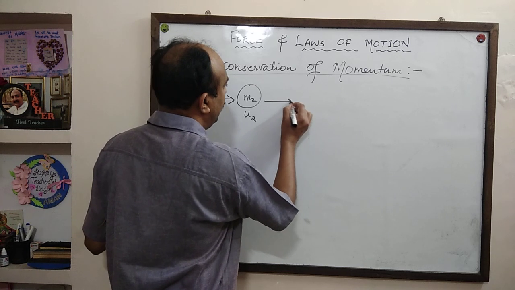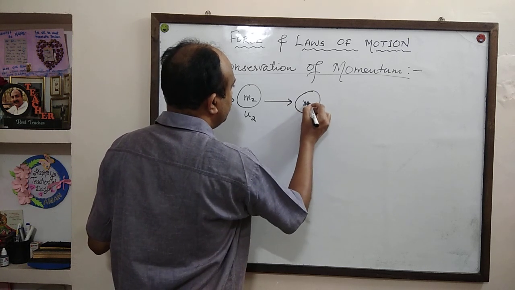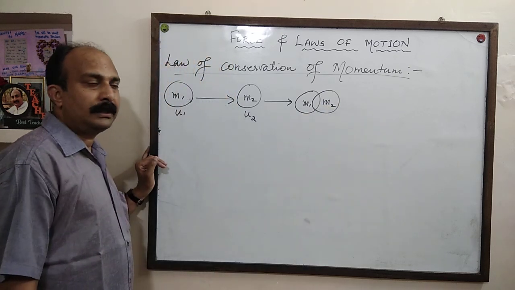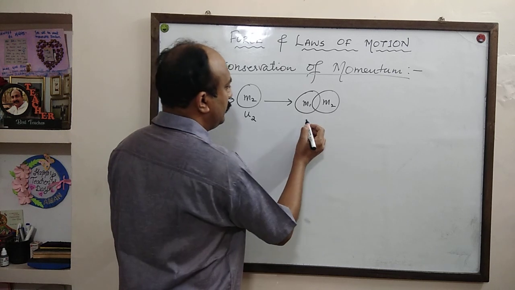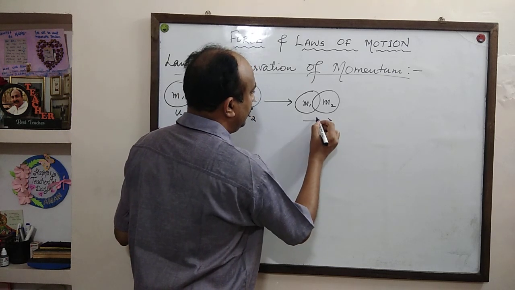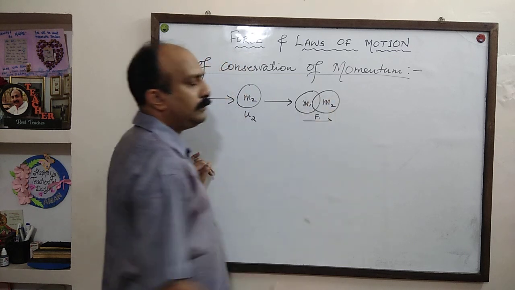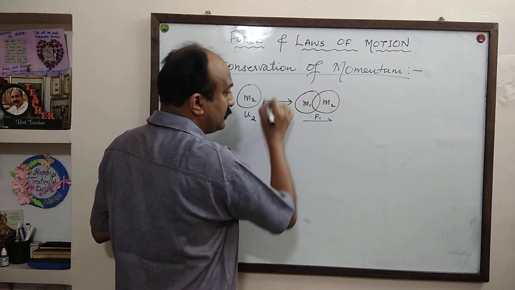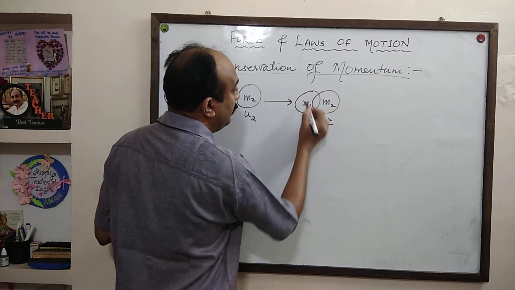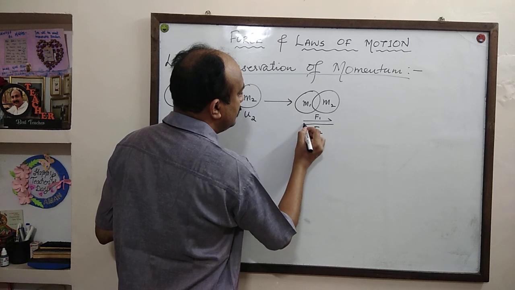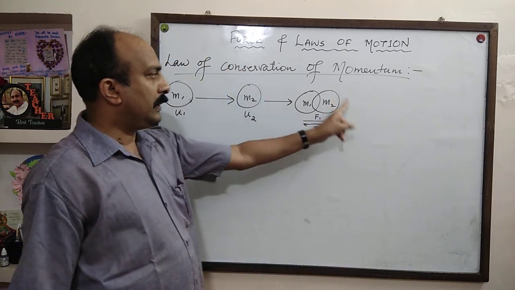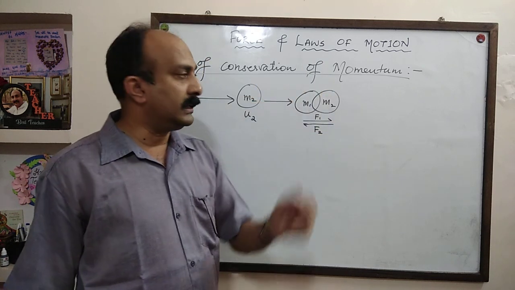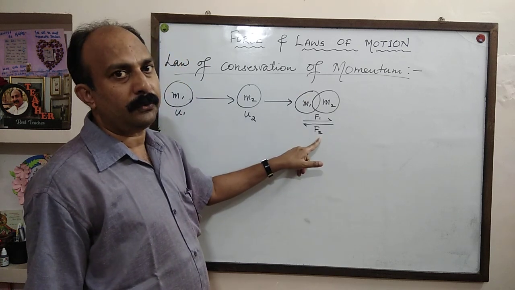Suppose after a time t, this m1 and m2 collide with each other. During this collision, suppose the first body exerts a force F1 on the second body. By Newton's third law of motion, the second body will also exert the same force back on the first body. I am calling it F2. So F1 is the force exerted by the first body on the second body. Then the force exerted by the second body on the first body is F2.